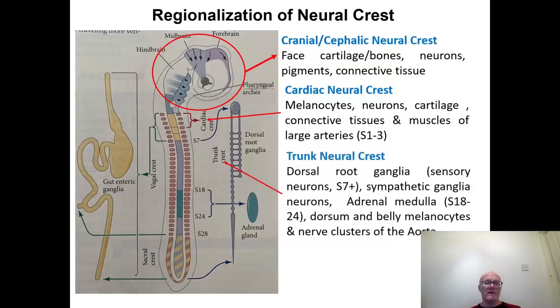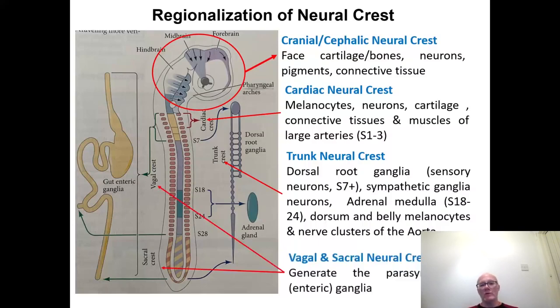The trunk neural crest is responsible for the development of the dorsal root ganglia. So they are sensory neurons starting from somite number 7. They're responsible for the development of sympathetic ganglia neurons that innervate the adrenal gland between somite 18 and 24, but they are also responsible for the development of the melanocytes of the belly and the dorsal part of the body, as well as the nerve clusters around the aorta.